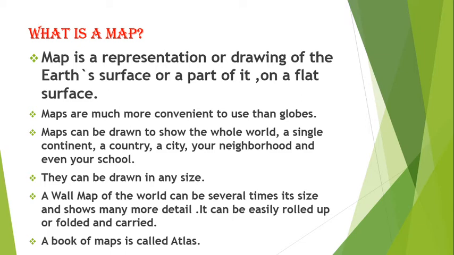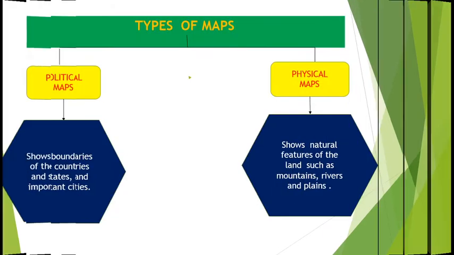A wall map of the world can be several times its size and shows many more details. It can be easily rolled up or folded and carried. A book of maps is called an atlas.